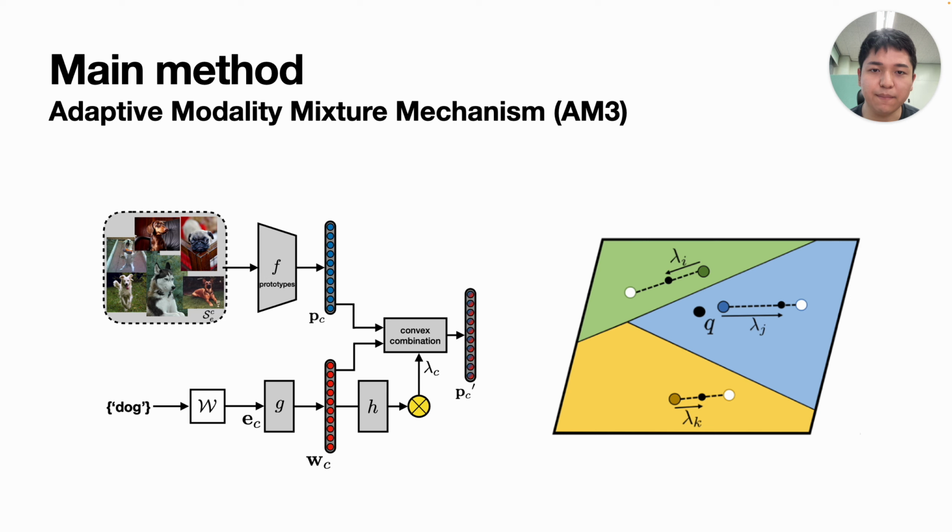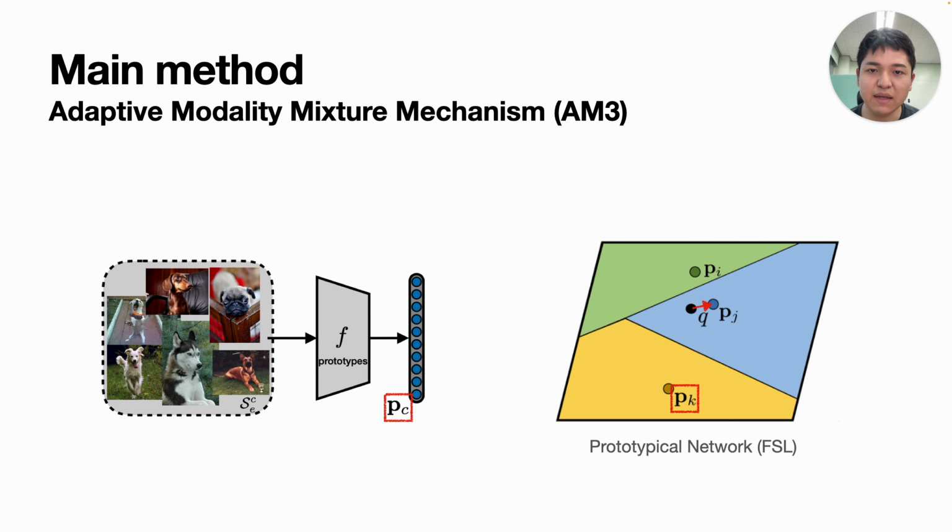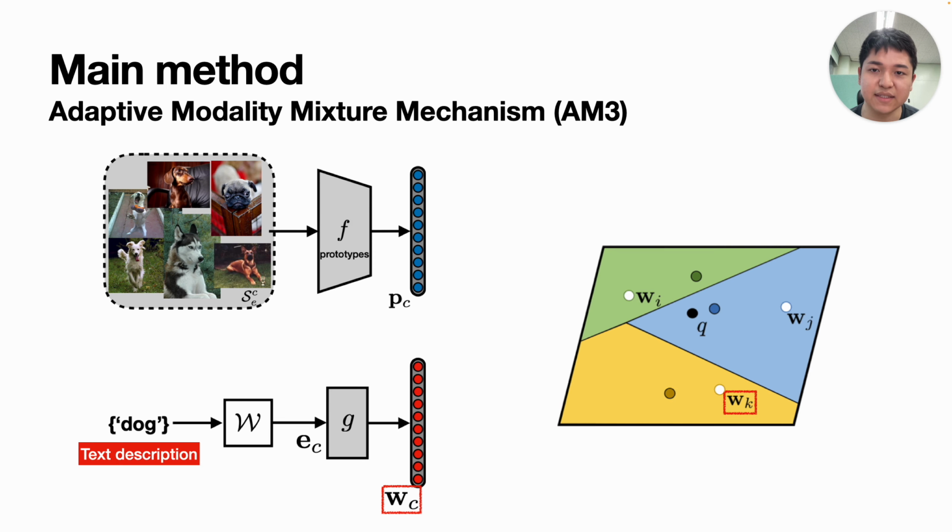Now let's talk about the model this paper suggested. Their model, Adaptive Modality Mixture Mechanism called AM3, uses a unimodality feature learning model as a backbone. Here, P means the center point of images in each class. Right now, a new image Q is in PJ class.